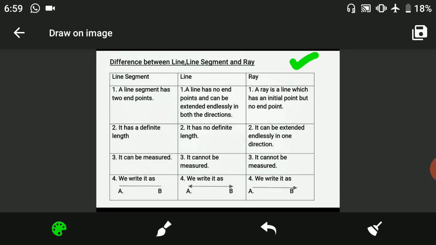Then ray. It is a line which has an initial point but no end point. A line segment has definite length. A line does not have any length. And a ray can be extended in one direction, so it does not have any length either. A line segment can be measured, a line cannot be measured, and a ray also cannot be measured. We write it in this manner. Clear, students?